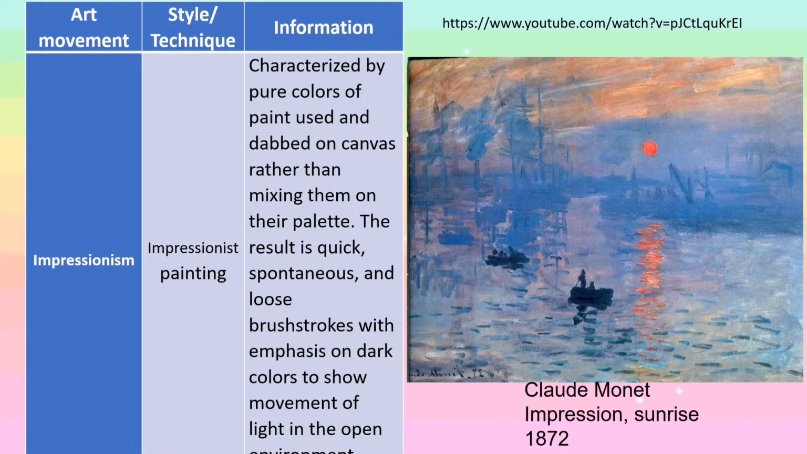Now, let's have Claude Monet, Impression, Sunrise in 1872. It is Impressionism. The style and technique is Impressionist painting. It is characterized by pure colors of paint used and dabbed on canvas rather than mixing them on their palette. The result is quick, spontaneous, and loose brushstrokes with emphasis on dark colors to show movement of light in the open environment. It is the creation of Claude Monet.